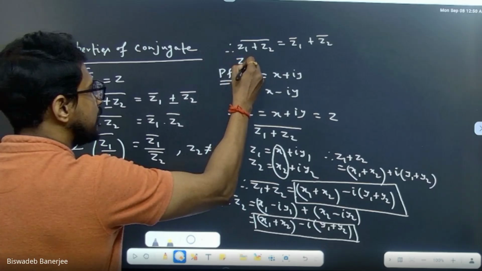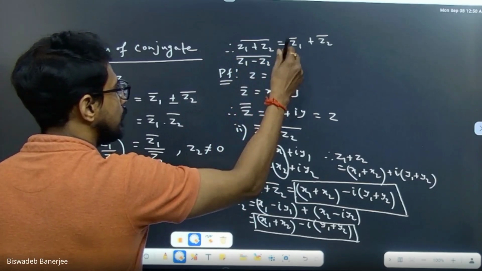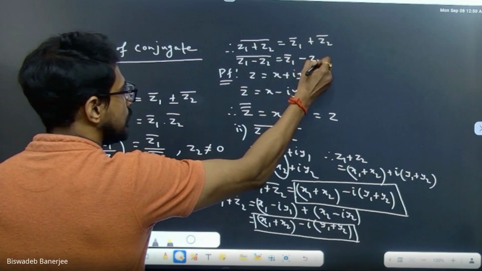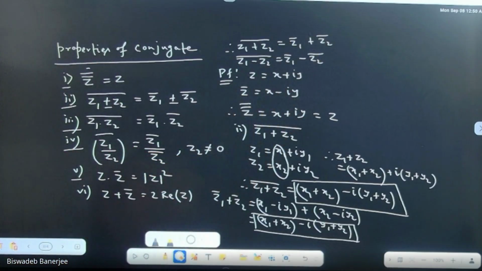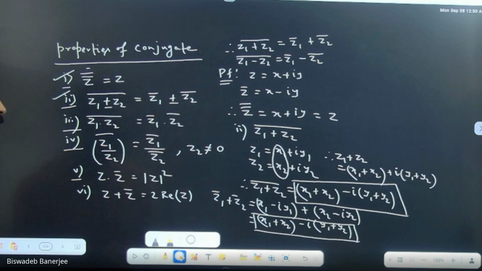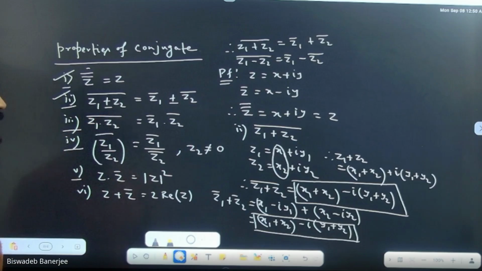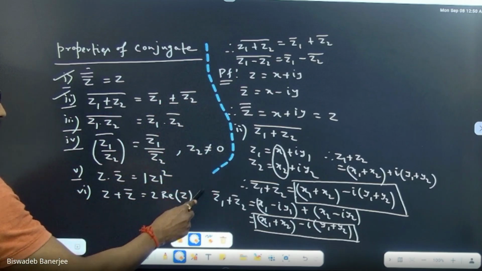Similarly, you can prove that (z1 - z2) whole conjugate is equal to z1 conjugate minus z2 conjugate. So my second property is also known. Similarly, the proof is similar as before. Now my third property is (z1 into z2) whole conjugate equal to z1 conjugate into z2 conjugate. How can we do that?